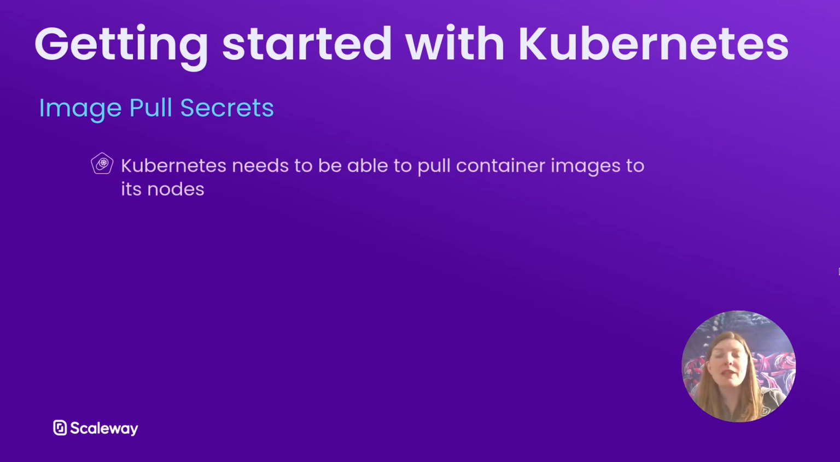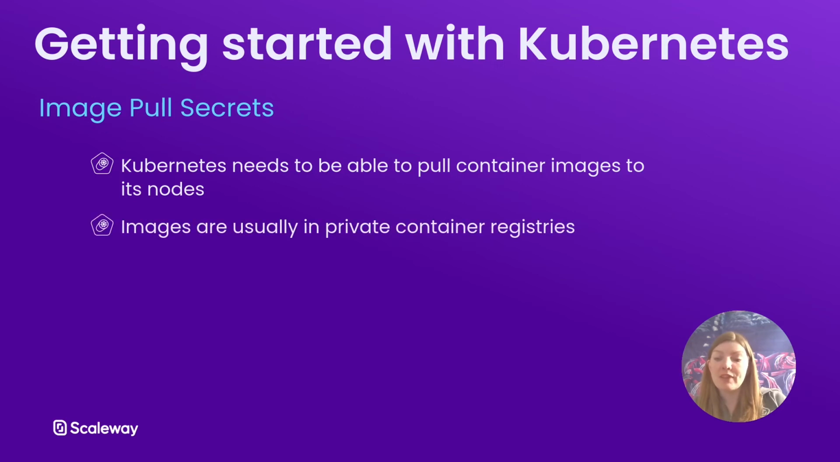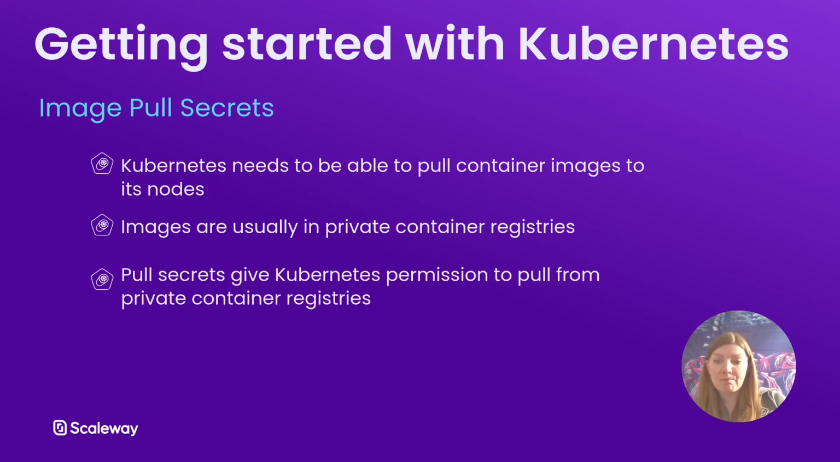Rather, it's Kubernetes itself that takes charge of pulling the Docker image to its nodes. Now, if our image was in a public container registry, Kubernetes could just pull it. But in our case, and in most cases, application images are in a private container registry. And Kubernetes therefore needs to be given access to this private registry, and the way this access is given is via image pull secrets. You might also hear these called Docker secrets or just secrets.